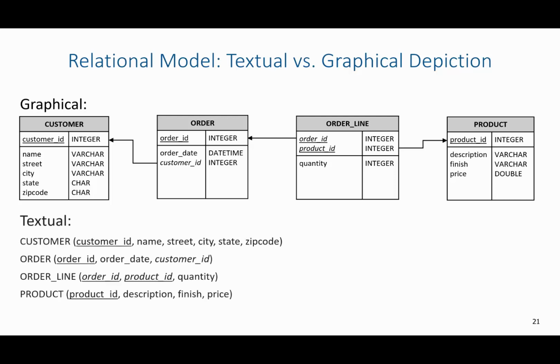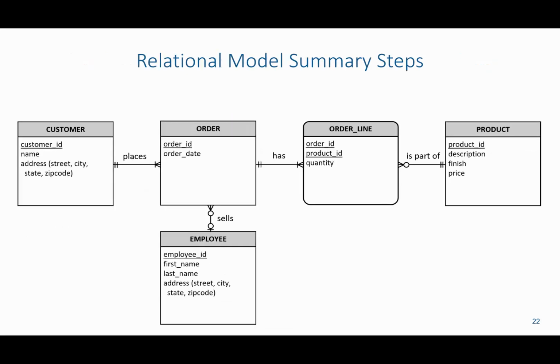But alternatively, you could use a textual version where you just have the name of the relation and all of its attributes, and the underline representing the primary key and the italicized representing the foreign keys, as you can see here in this textual model. Again, please use the graphical model as you complete your assignments.